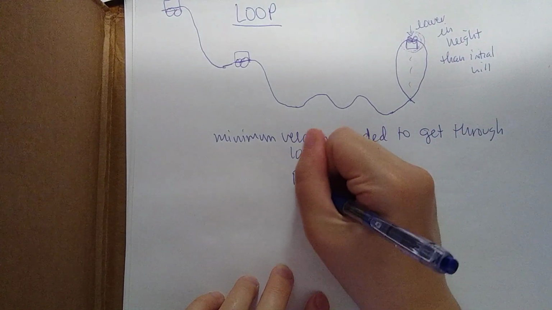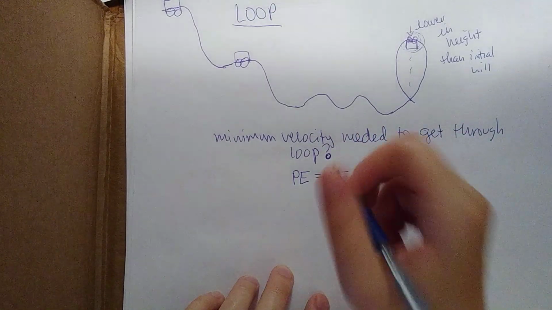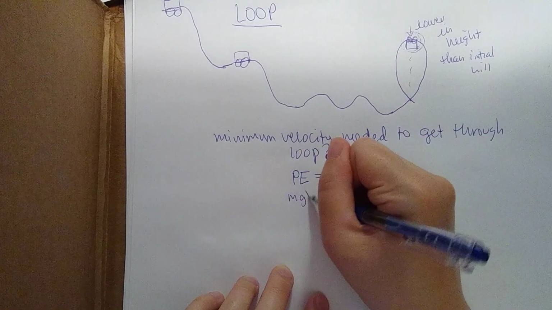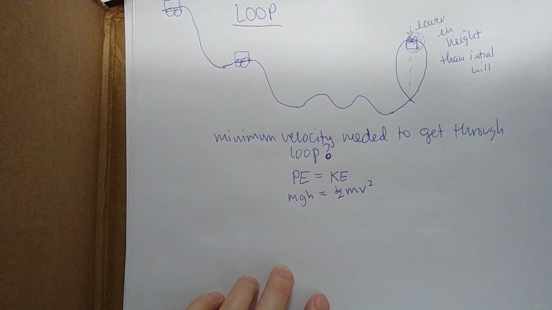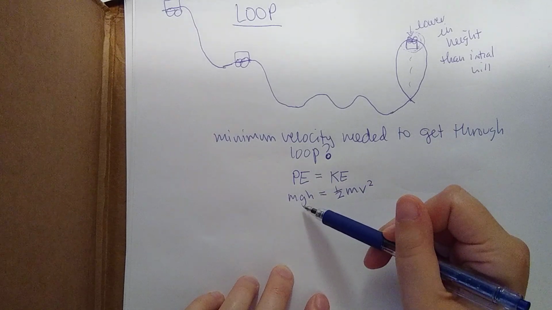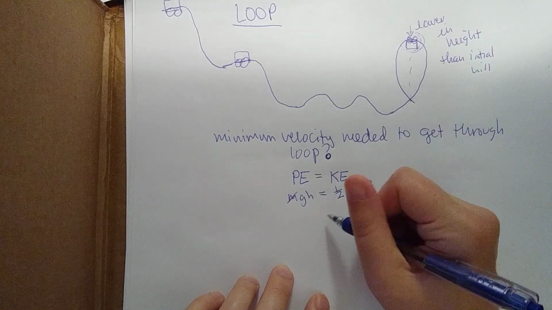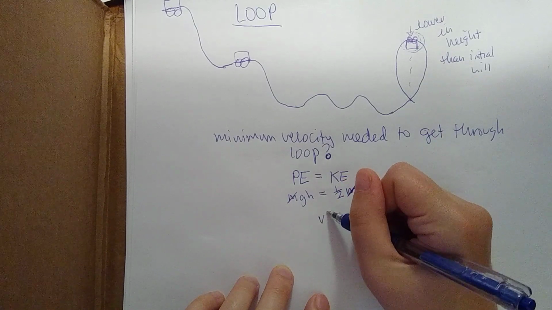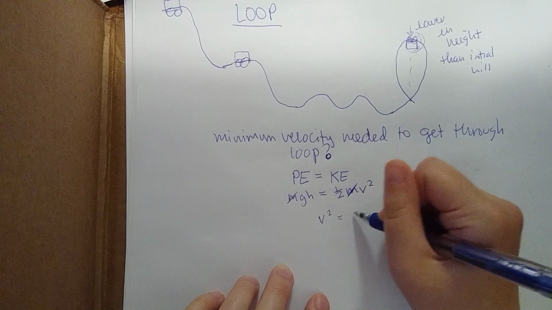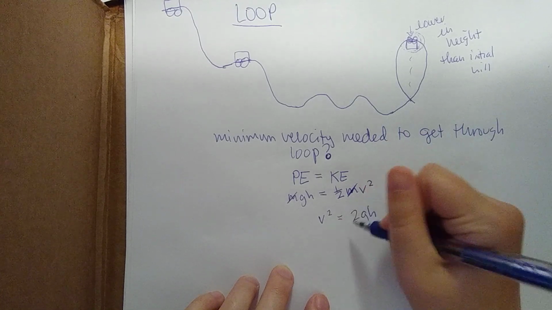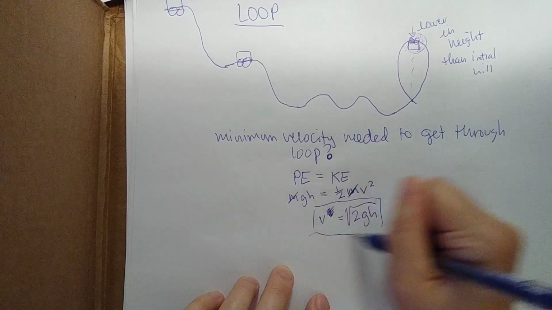So once again, the potential energy is going to equal the kinetic energy. So we're going to have mgh is equal to 1/2 mv squared. Again, these masses cancel out. So our expression for velocity is v squared equals 2gh, square root. So this is our expression for v.